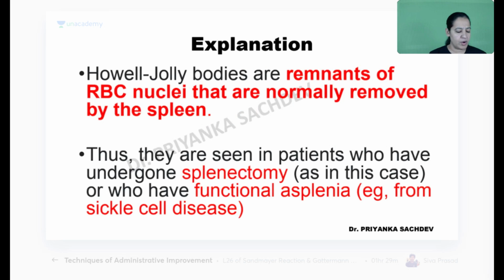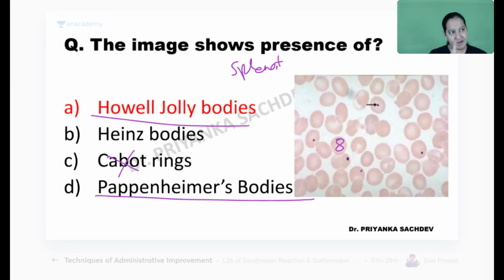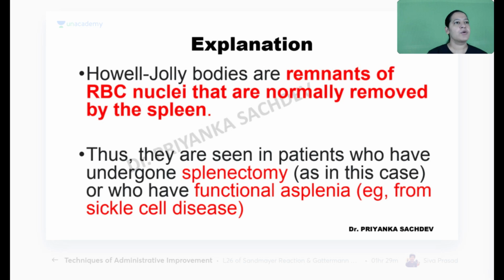Hans body is also an inclusion body, but it doesn't look like this. I will show you the Hans body diagram also. So here it is, Howell Jolly body. This is the lather board in front of you. Just a second. This is Howell Jolly body. What is Howell Jolly body? Yes, Amranvi, you are right.